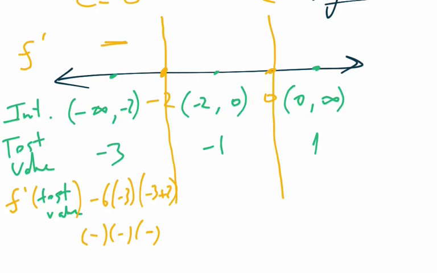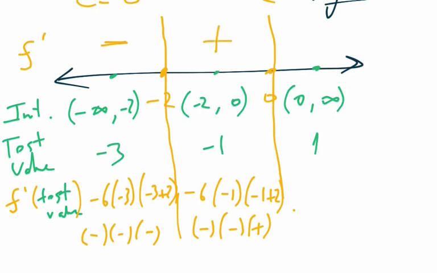For negative 1, we'll do the same thing. We'll plug in negative 1 into f prime. So we will have negative 6 times negative 1 times negative 1 plus 2. So that's going to be a negative times a negative times, negative 1 plus 2 is a positive. Negative negative is a positive times positive. That means that f prime is positive here on this interval.